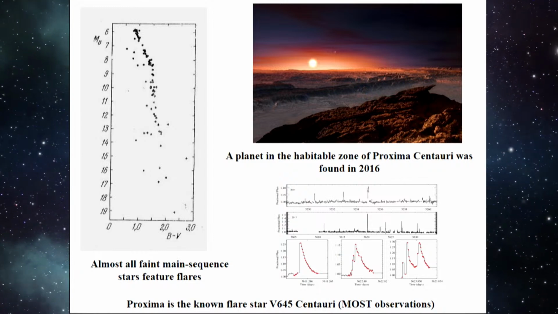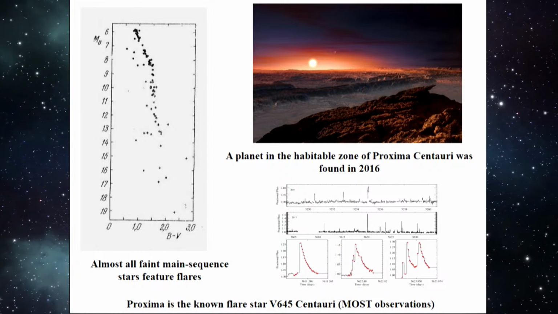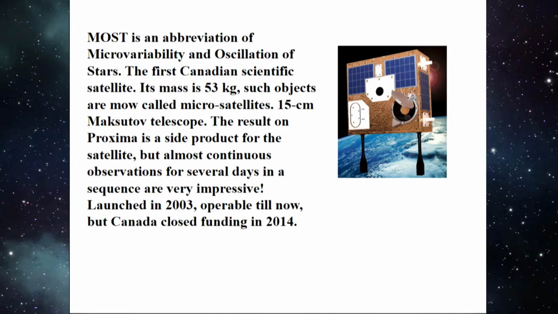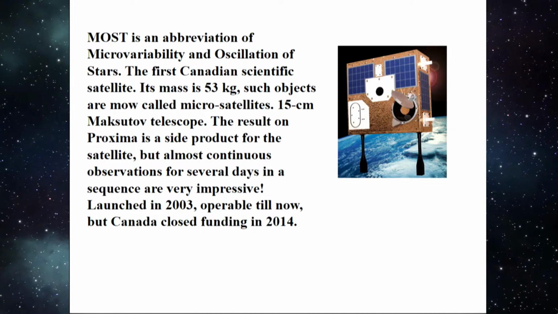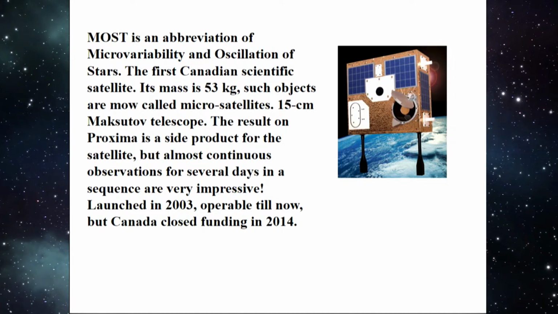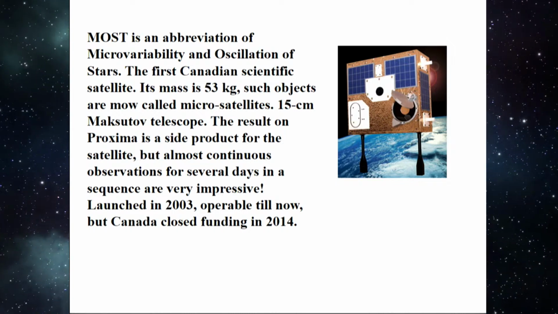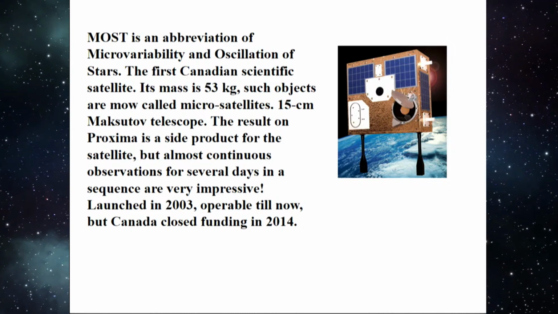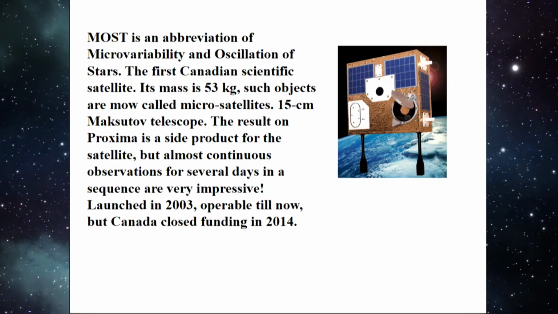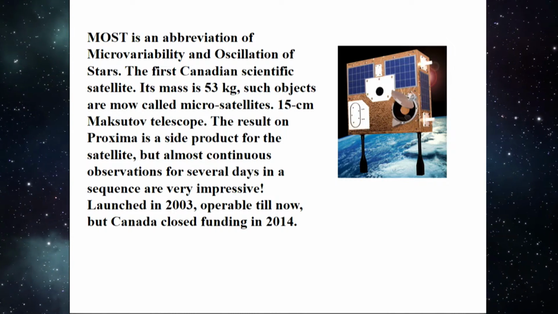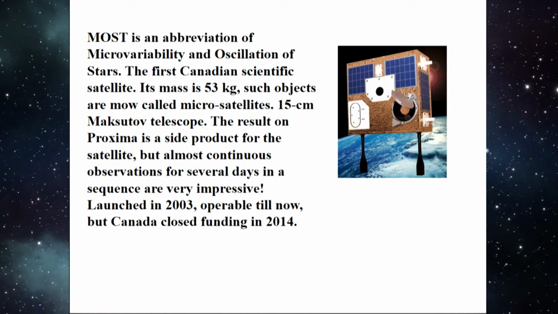And this was discovered by MOST spacecraft. And this is the first Canadian scientific satellite. Its mass was 53 kilos. And such objects are usually called microsatellites. Interesting that first funding was stopped, and then I don't know if it doesn't work now. Probably it works, but the researchers do not have any money from the government to work.